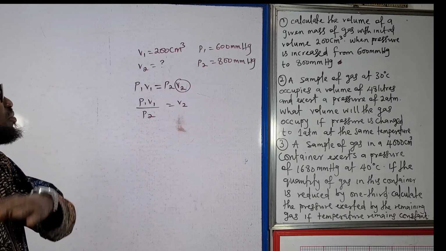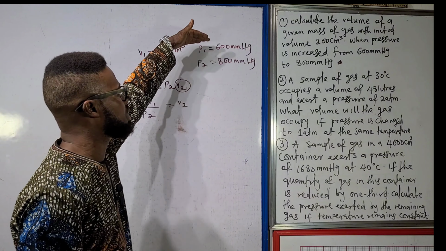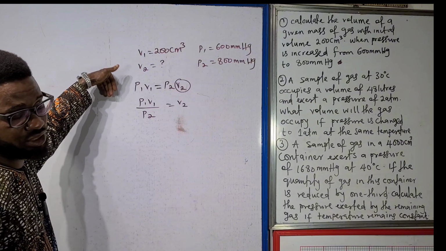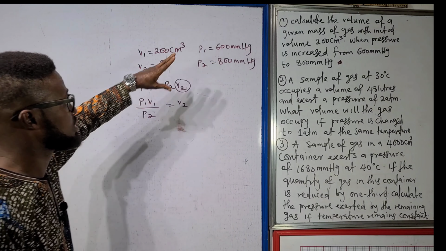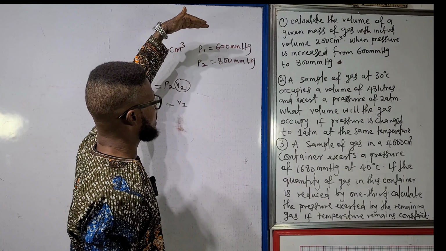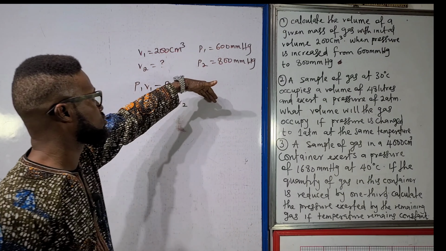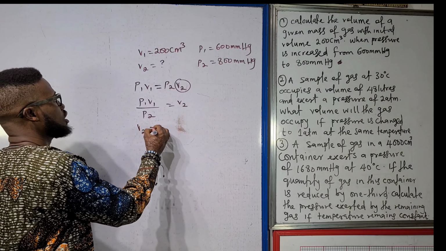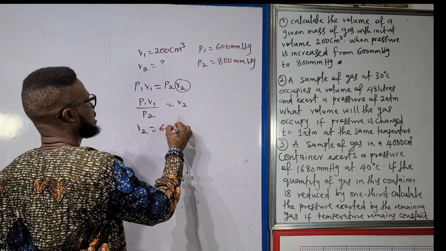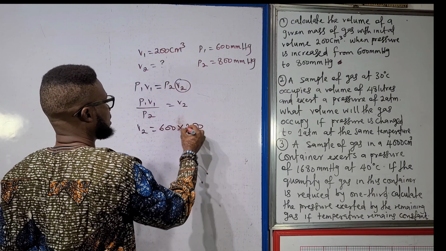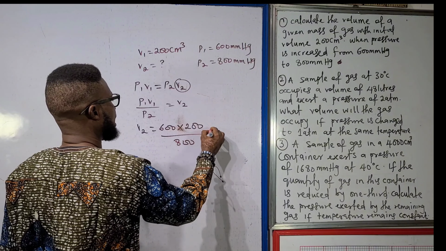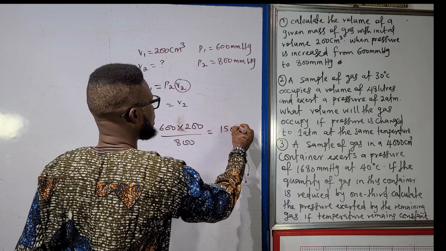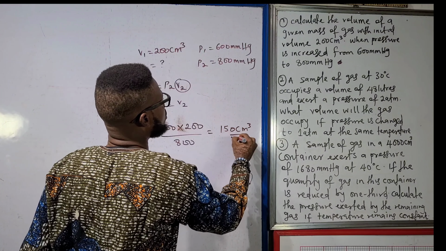Invariably, what I expect of my answer is that since the pressure had increased, my answer should be less than 200. Those are the predictions. If the pressure had increased from 600 to 800, then volume should decrease according to Boyle's law. So my V2 equals my P1, which is 600, times my V1, which is 200, divided by 800, and I'm going to get 150 cm cube for my new volume.